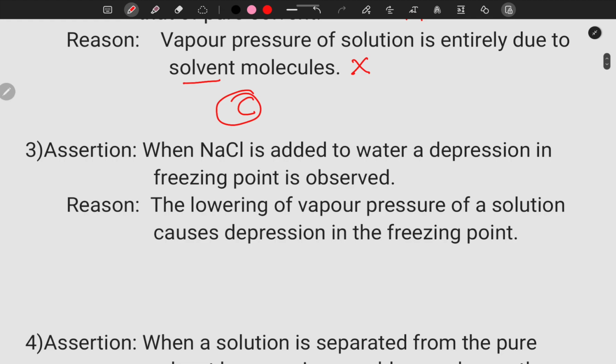Third question, assertion: when sodium chloride is added to water, a depression in freezing point is observed. NaCl is a non-volatile solute which depresses the freezing point. The reason: the lowering of vapor pressure of a solution causes the depression in freezing point. Here assertion and reason both are correct, and reason is the correct explanation of assertion. So our option is option A.